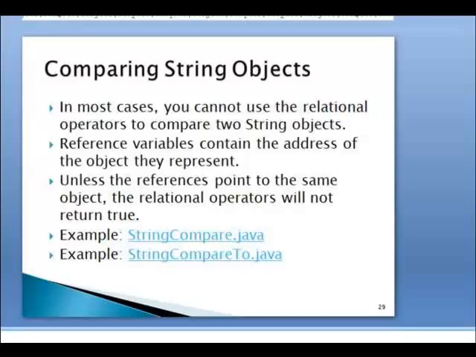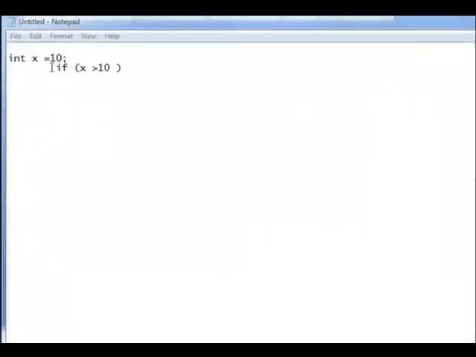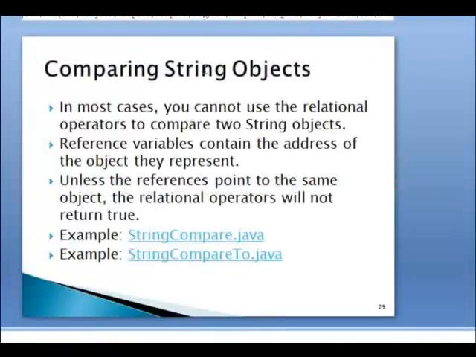Comparing a string object. If you remember, in the previous chapter we said that a string is not a primitive data type. Primitive data types are those where we can write two numbers and check that they are equal to each other. An example is an integer x equal to 10, and we say if x equals 10, then do A, otherwise else do B.